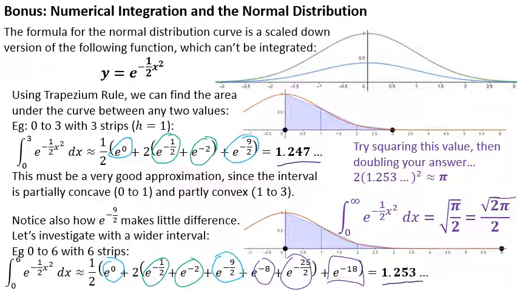And therefore, we can squash it down, as is shown up here in blue. The normal distribution has a total area of 1, and we can make that happen by dividing our function by root 2 pi.